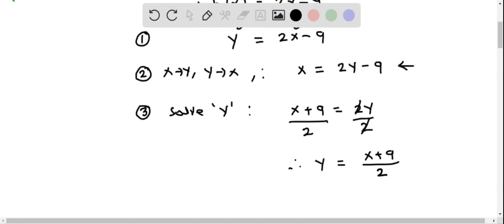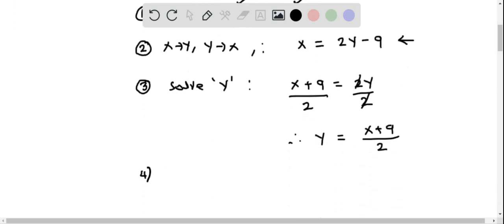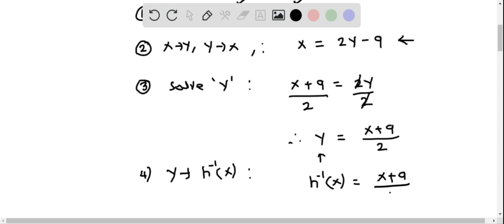And in the fourth step, we replace y by inverse of the particular function. Here we have h of x. So we replace y by h inverse of x. So therefore, I'm going to replace y by h inverse of x. We get this h inverse of x function, which is x plus 9 over 2.